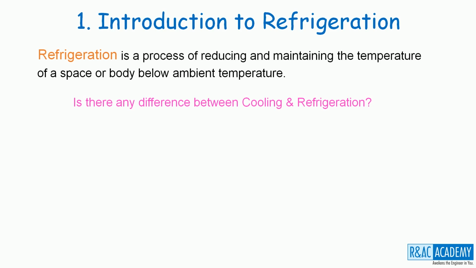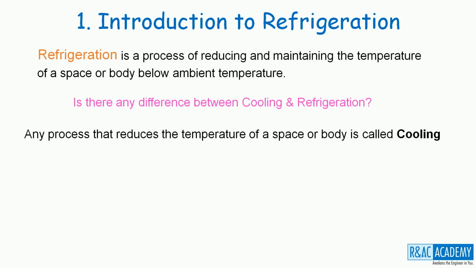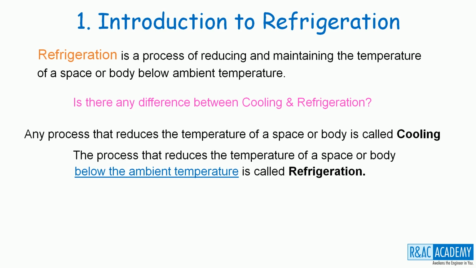Let us now take a glass of water. Keep on adding small pieces of ice to it and stir it. After some time, we all know that the temperature of the water will go below ambient temperature. Hence, the water in this case is said to have undergone the process of refrigeration. To sum it up, any process that reduces the temperature of a space or body is called cooling, and among those cooling processes, the process that reduces the temperature of a space or body below ambient temperature is called refrigeration.